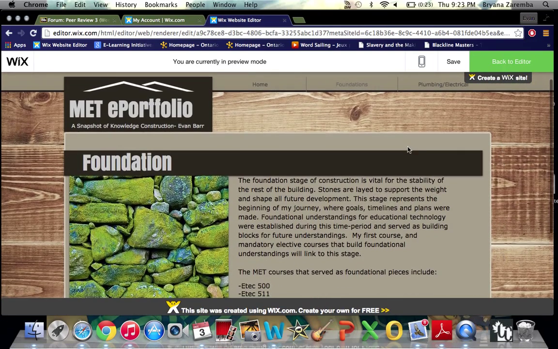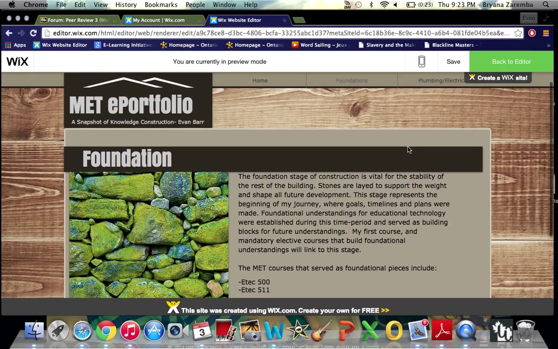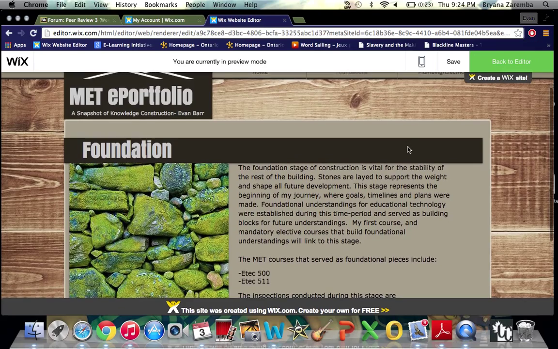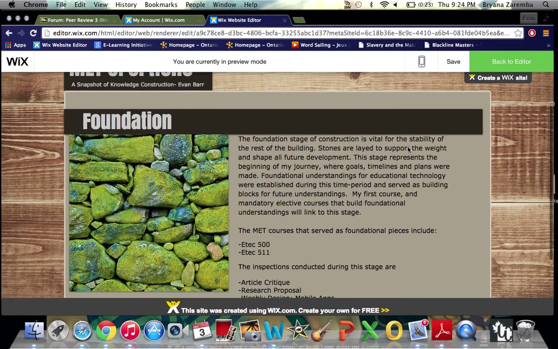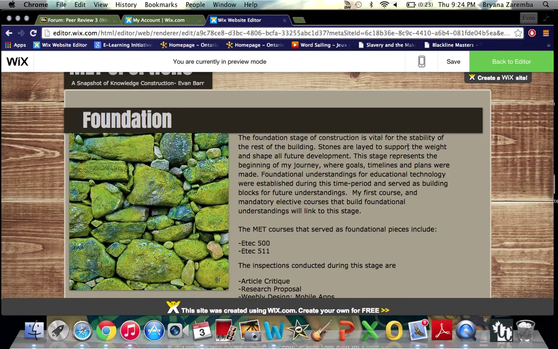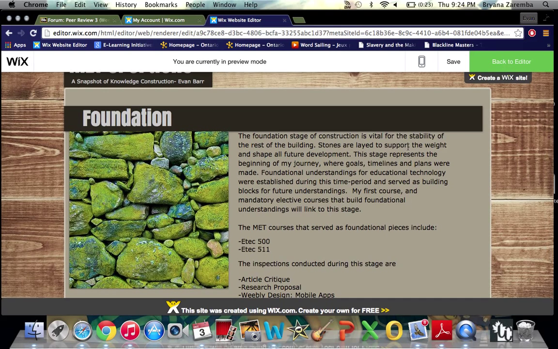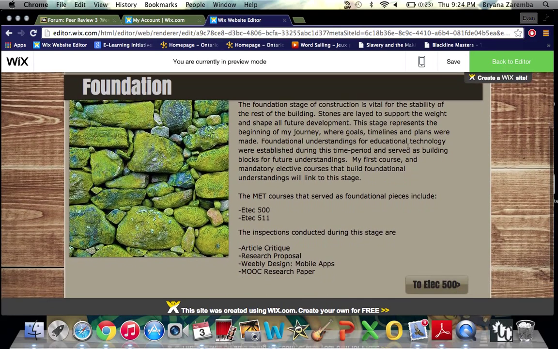So the foundation stage, it's vital for the stability of the rest of the building. Stones are laid to support the weight and shape of all the future development. And this stage represents the beginning of my journey, where the goals were formed, timelines and plans were made. All of these things were done both in the MET and in actually building a construction. The courses that I chose to represent this were ETech 500 and ETech 511.